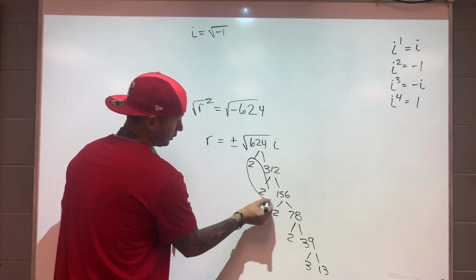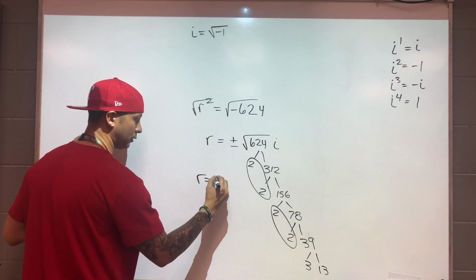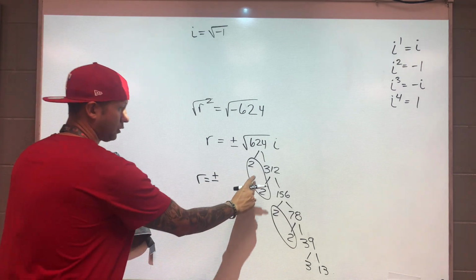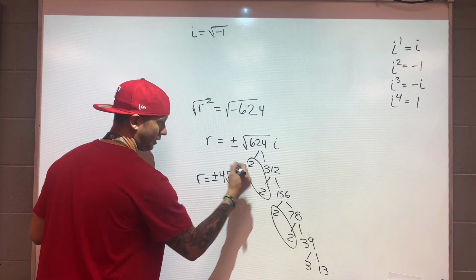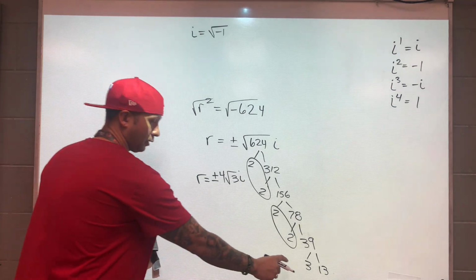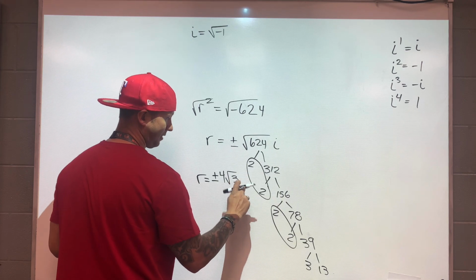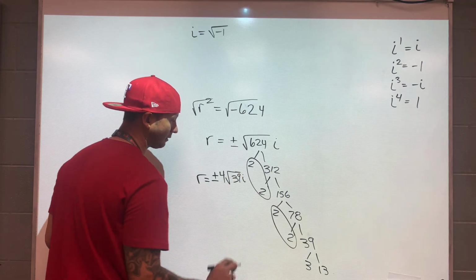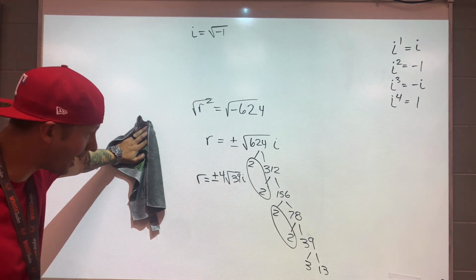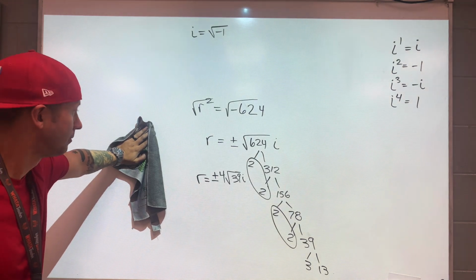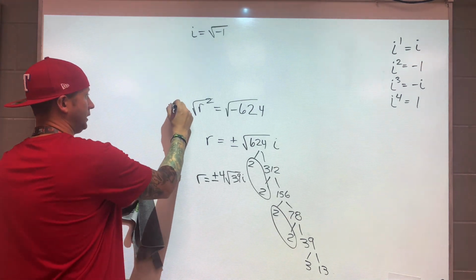So where are my pairs? Here's 1, here's 2. So r is equal to plus or minus 2 times 2 is 4, root 3i. No, 3 times 13 would be 39. So 39 inside the square root, and then i is outside. So r is equal to plus or minus 4 square root of 39 i. Yep. What number was this? It's 13. This was 13.